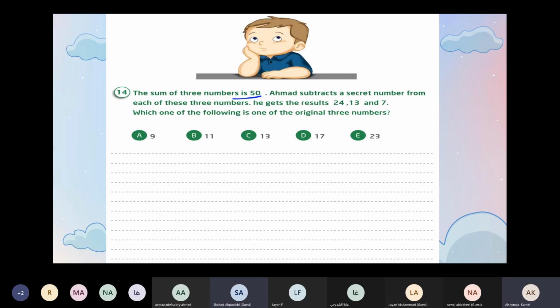Okay, so the sum of three numbers is 50. Ahmed is thinking of the three numbers. When we add the three numbers together, we have 50. First number, second number, and third number. Ahmed subtracts a secret number from each of these three numbers. He gets the results 24, 13, and 7.